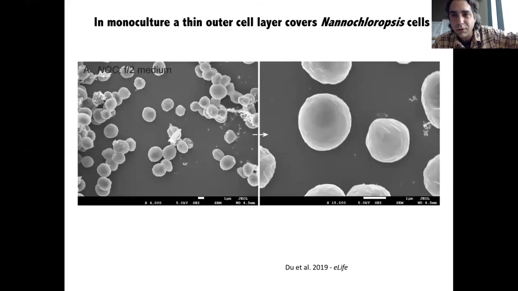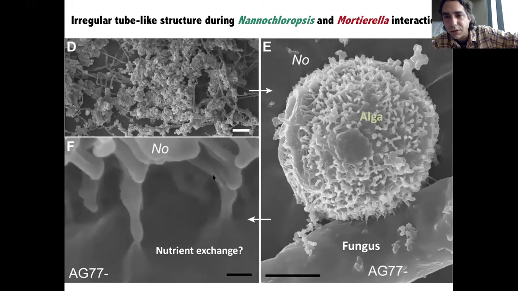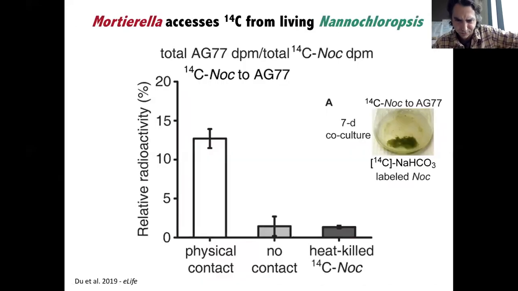If you just grow Nannochloropsis alone, it has a smooth cellular surface. But if you grow it in the presence of a fungus, that outer surface is removed, and it has these irregular tube-like extensions that actually make contact with the fungal cell wall. And so here you can see the cells all around, flocculating all around. They stick to the mycelium.